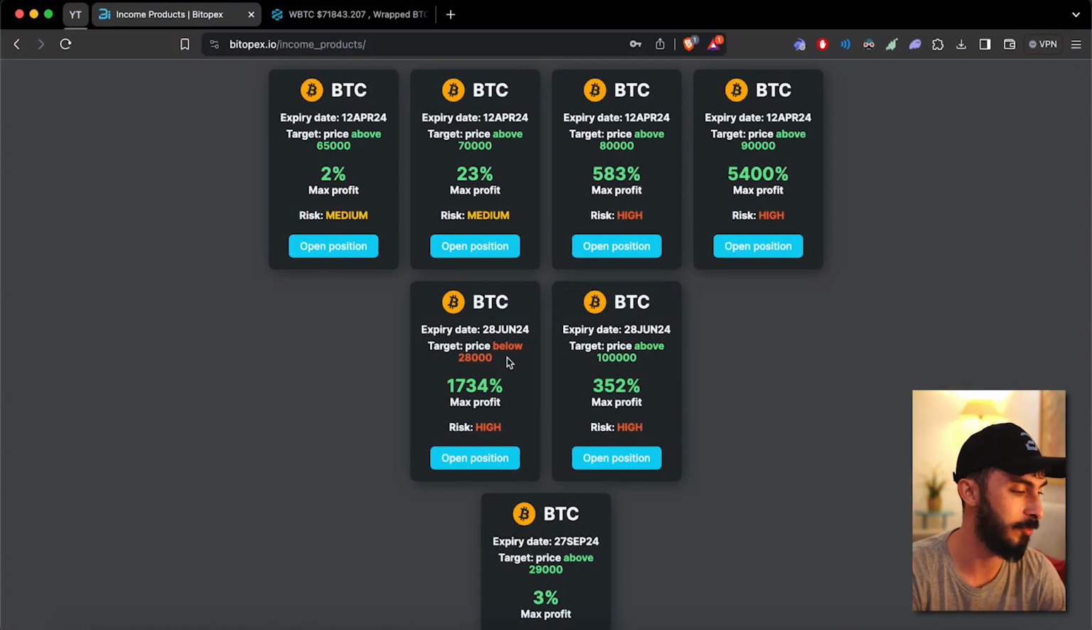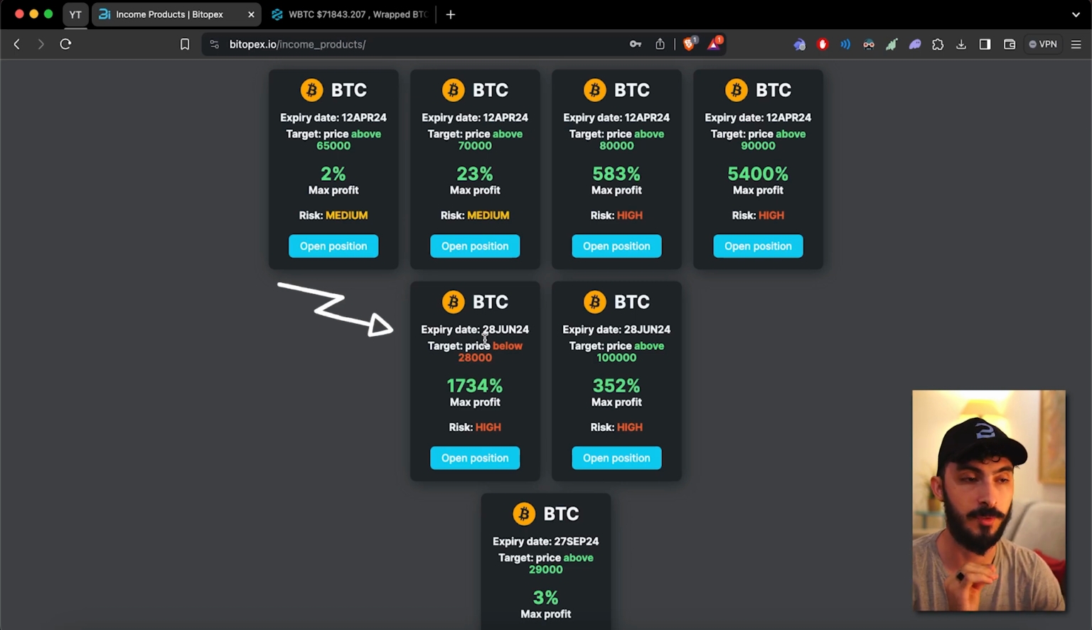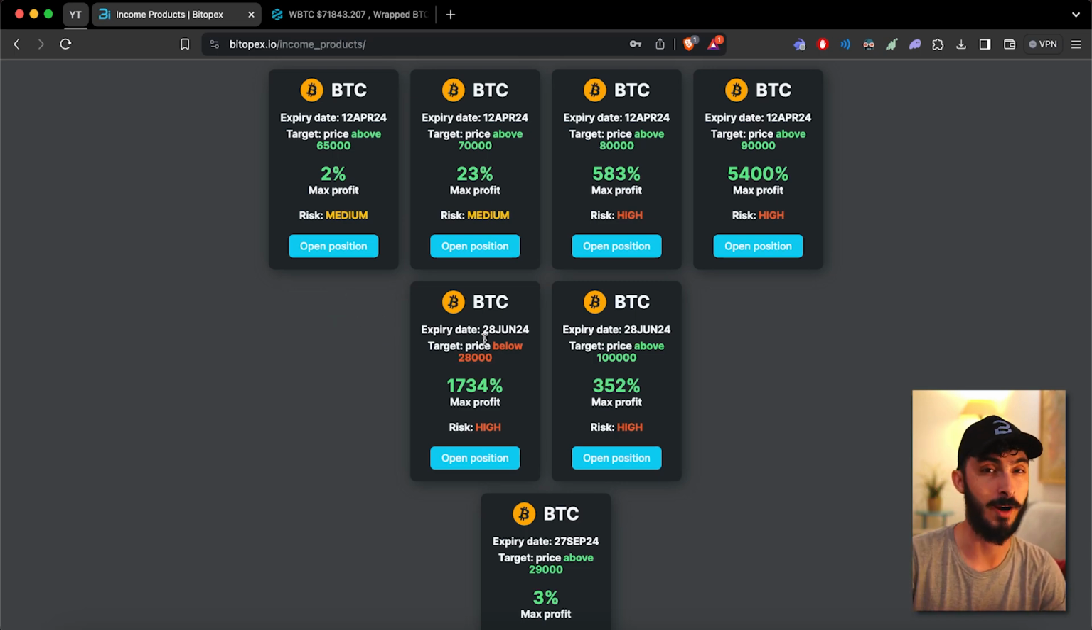For a put spread, on the other hand, let's take a look at this expiration here, the 28th of June. Let's go for the $28,000. So this is very, very far away from the current prices. But if you believe Bitcoin is going to correct, this is a great strategy for you. So let's analyze this here in the charts.